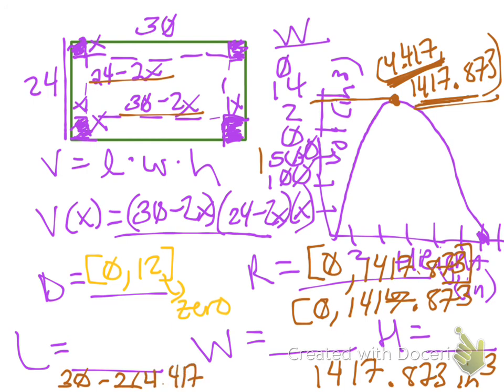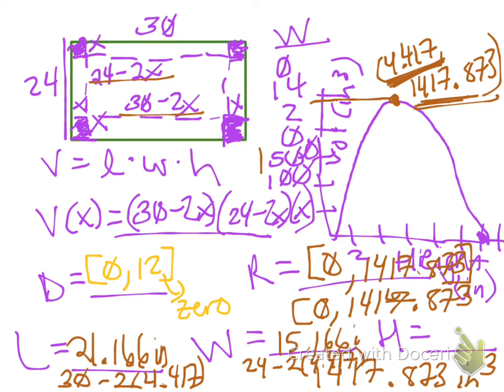You use your handy dandy calculator, and you should have gotten 21.166 inches. You need to do the same thing with the width, using 24 minus 2 times 4.417, and you should have gotten 15.166 inches. And last but not least, the height of my box is simply going to be 4.417 inches. It's equal to x. So on your test, I'm going to expect you to be able to do all of this simply from one sheet of paper.